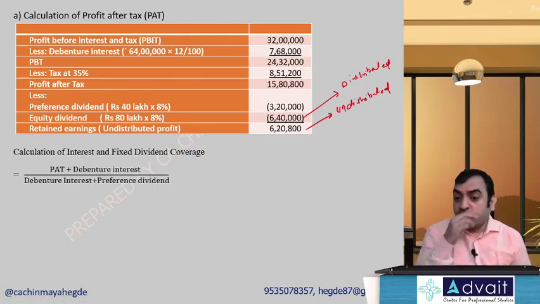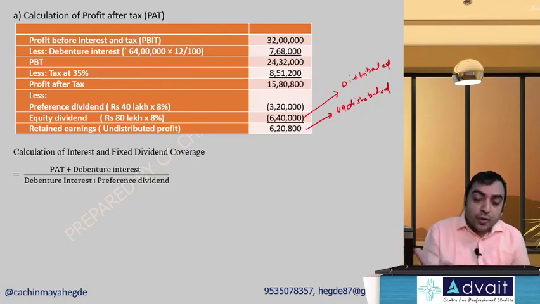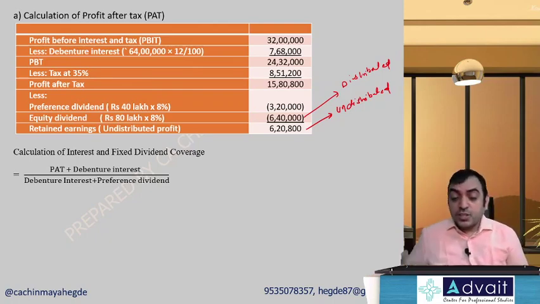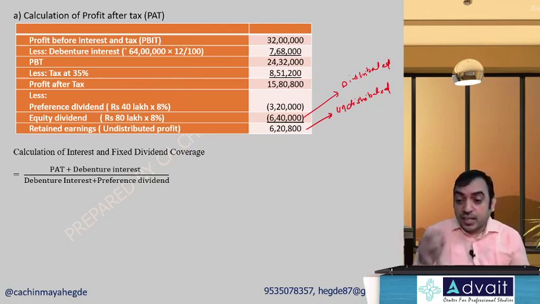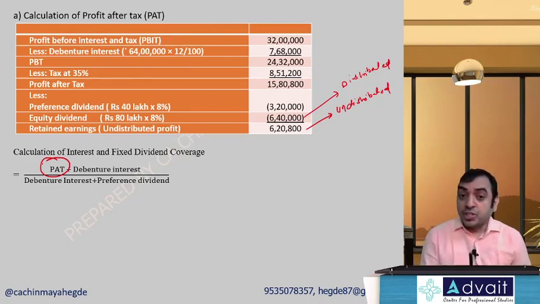Whenever we say interest coverage ratio, it should always be before that. So if it is interest coverage, it should be before interest. If it is dividend coverage, it should be before dividend. That is the amount which needs to cover something. Correct? So here in the numerator, it's the profit before such elements. So profit after tax, which is definitely before preferential dividend. So no need to add back that, but it is after subtracting debenture interest.